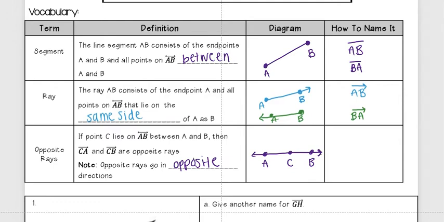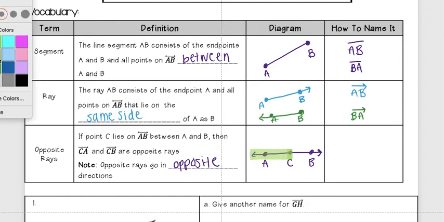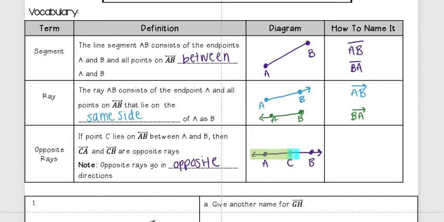So I have the line AB, and then C is between A and B. Well, and then CA, it's like what we see here, that's a ray. That's going to be opposite of CB, which is going that other way. So those are opposite rays. Something that would not count is if I were to have this, this would not be an opposite ray because they are not going in opposite directions. So opposite rays end up making a line.